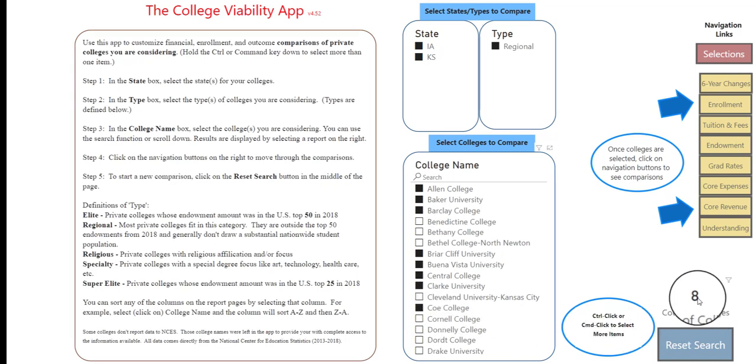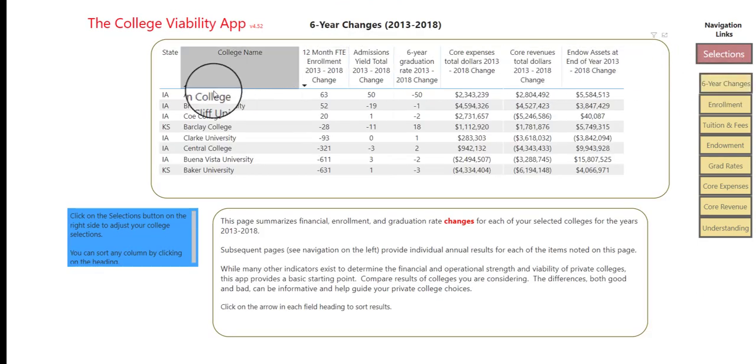And you can see I've selected 8 total colleges. If I want to start again, I can reset the search with this button in the bottom right portion. Once you've selected the colleges, you can simply go to the navigation panel on the right-hand side of the screen. Let's look at the 6-year changes of the 8 private colleges that we have chosen.